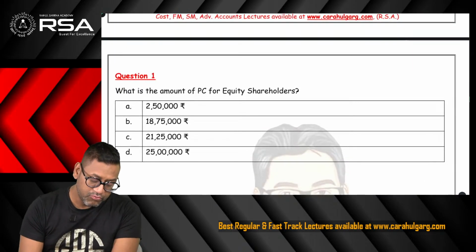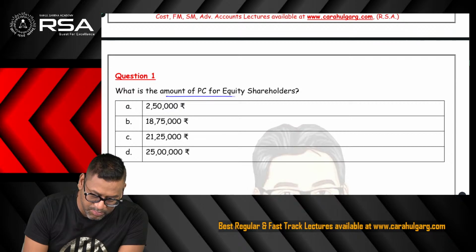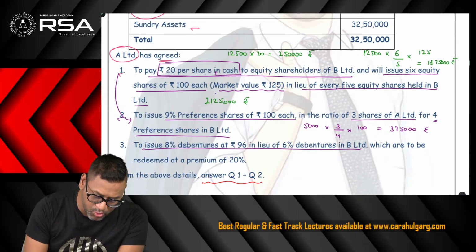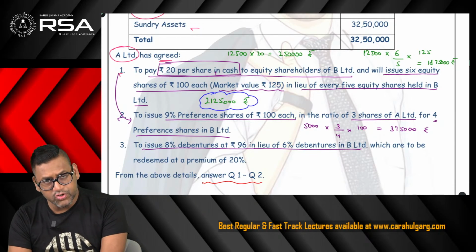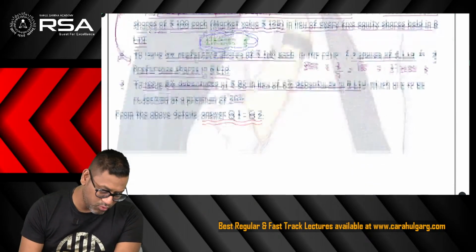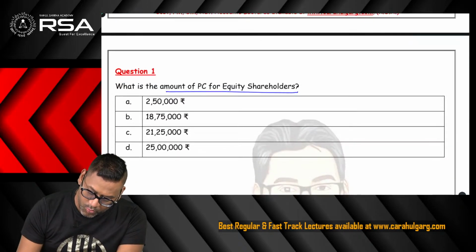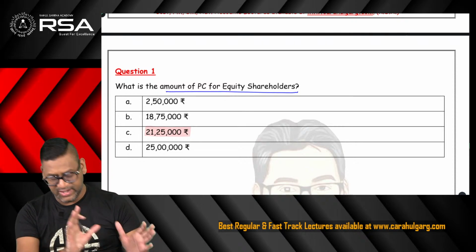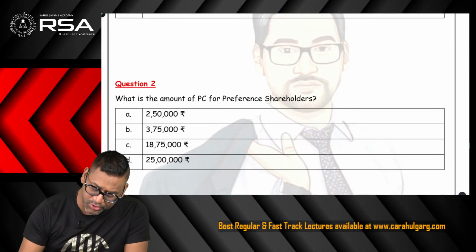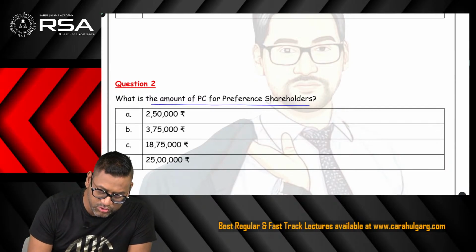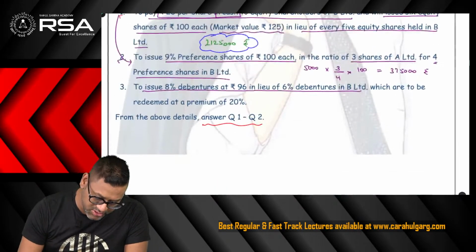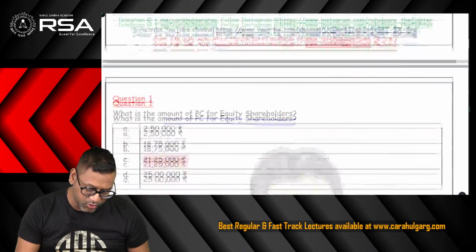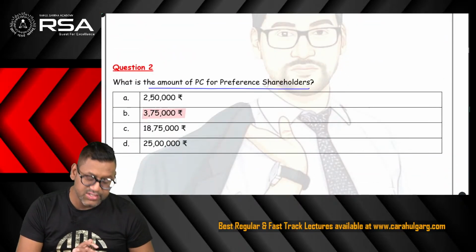Question number 1: what is the amount of PC, purchase consideration, for equity shareholders? When we were discussing all this, we found this value as 21,25,000 rupee. This is the amount of PC for the equity shareholder. So the option having 21,25,000 rupee, that is option C, is the correct answer. Question number 2: what is the amount of PC for the preference shareholders? We have solved this as well: the amount of PC for preference holders is 3,75,000. So the relevant option is this one, 3,75,000 rupee.